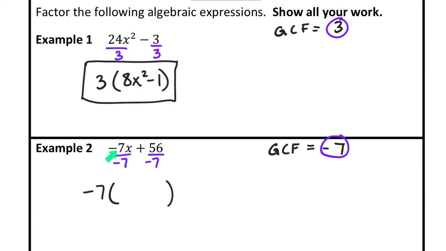So let's divide. Negative divided by negative is positive. 7 divided by 7 is 1. So that leaves me with x. Positive 56 divided by negative 7 is a negative. And 56 divided by 7 is 8.